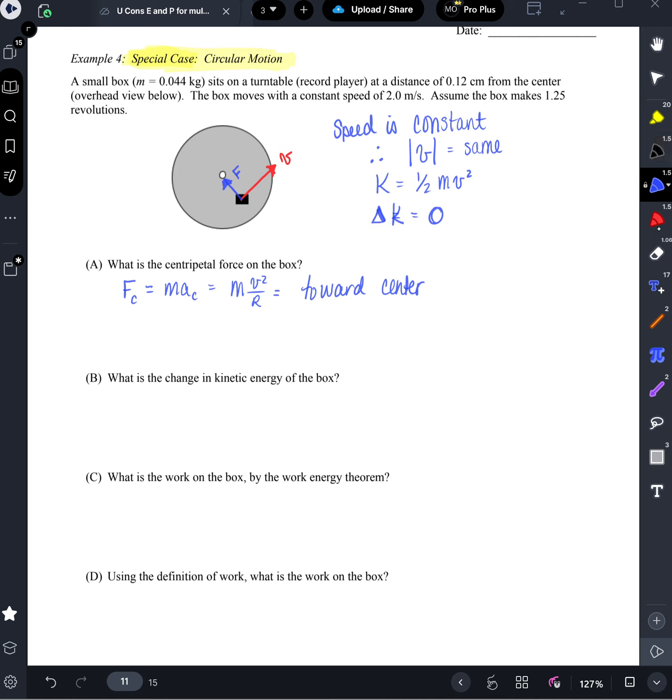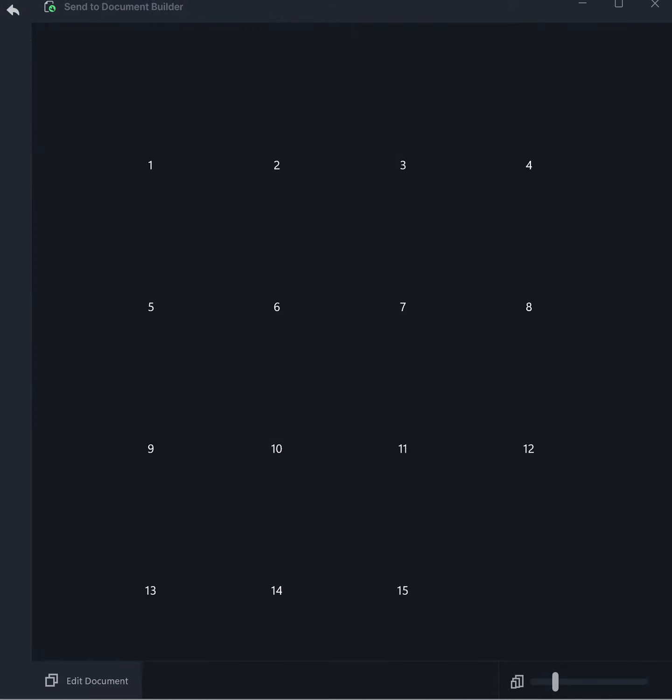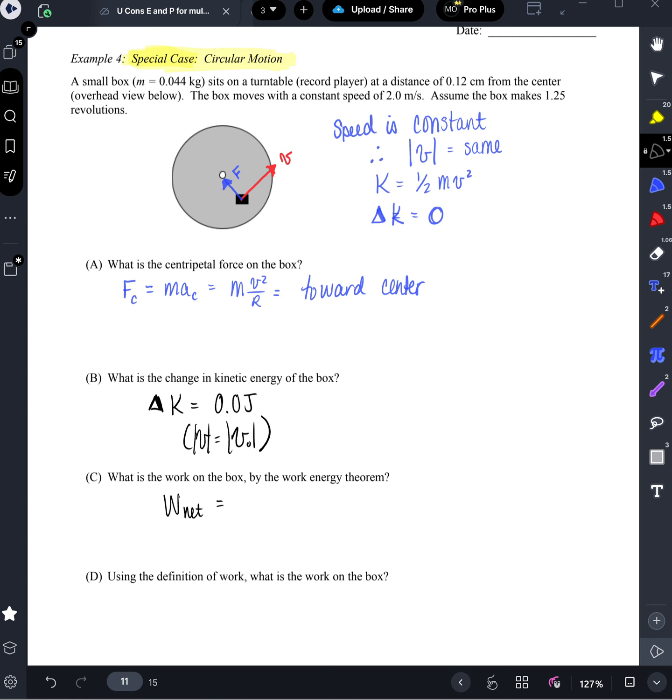Next up is, what's the change in kinetic energy of the box? Well, we already pointed out that its speed stays the same. So the change in kinetic energy is going to have to be 0 joules, all right? Because the final is equal to the initial, or at least the magnitudes are. And so what is the work done on the box? The net work is going to be equal to the changing kinetic energy, which means it's 0.0 joules.